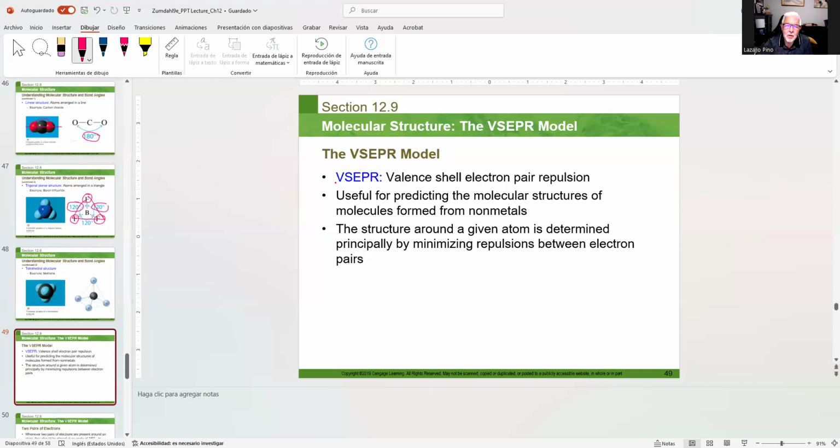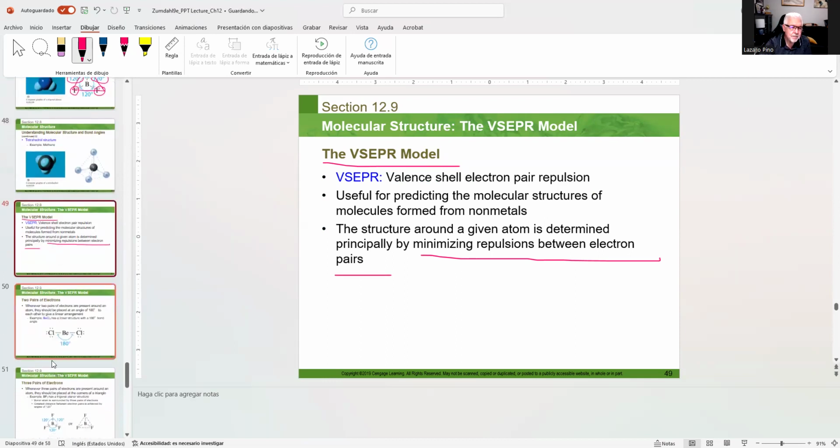VSEPR, or in other words, valence shell electron pair repulsion, is a theory that is useful to predict the molecular structure that we can get. How? By minimizing the repulsion between the electron pairs, as we have seen before.